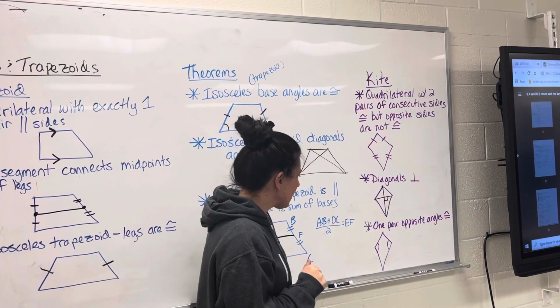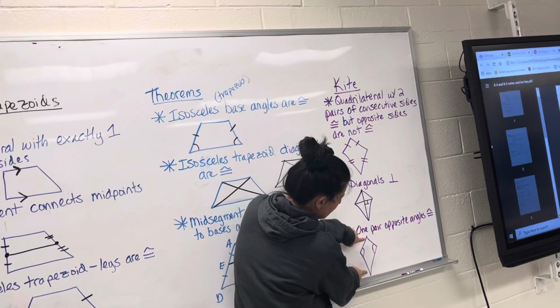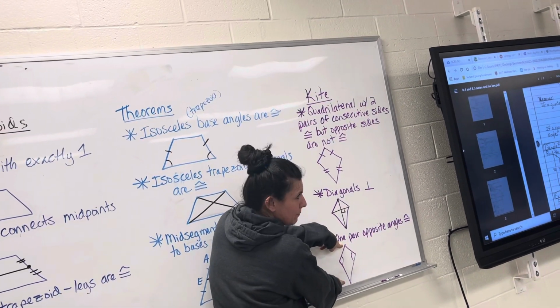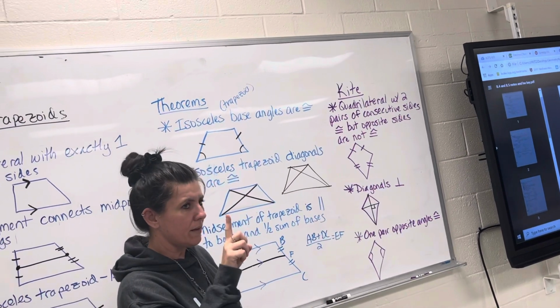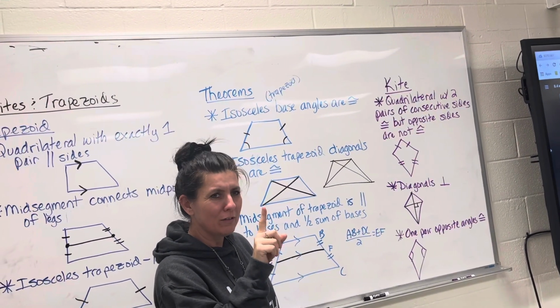So again, when you look at a kite, these two angles, the top and the bottom, are not going to be the same measurement, but the one side to side will be the same measurement. Exactly one set. Not more, not less, exactly one. Okay, let's look at some examples.